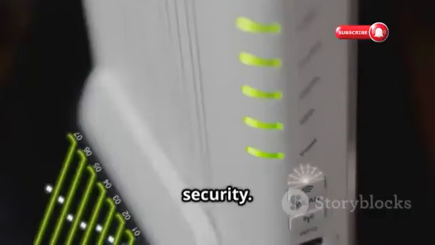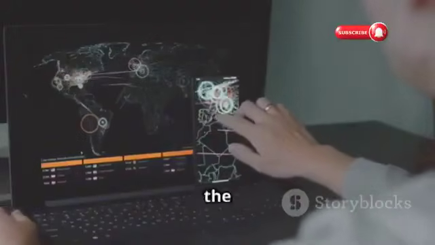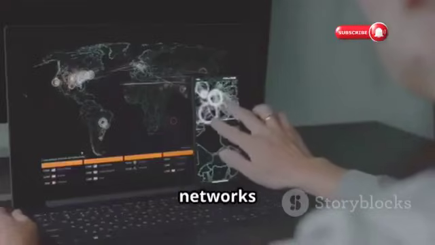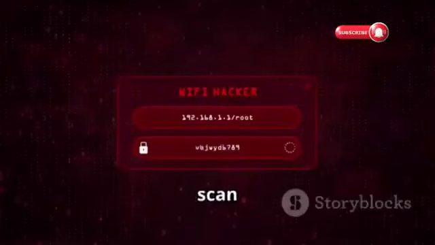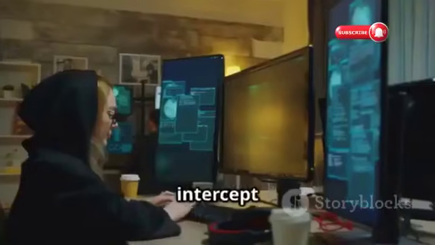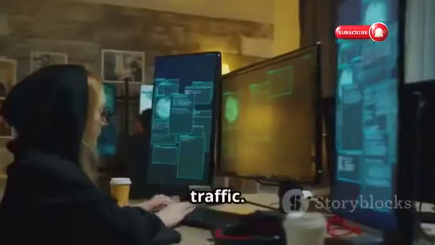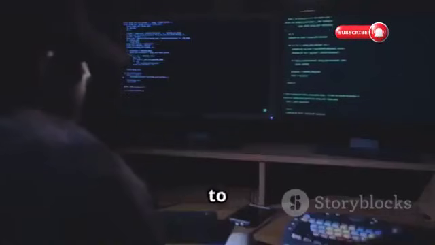Coming in at number 12 is Aura, and this tool is all about wireless security. Aura is a comprehensive wireless security toolkit that can help you assess the security of your wireless networks and identify potential vulnerabilities. It can do things like scan for rogue access points, crack Wi-Fi passwords, and even intercept and analyze wireless traffic. Aura has a user-friendly interface, and it comes with a ton of documentation and tutorials to help you get up to speed quickly.